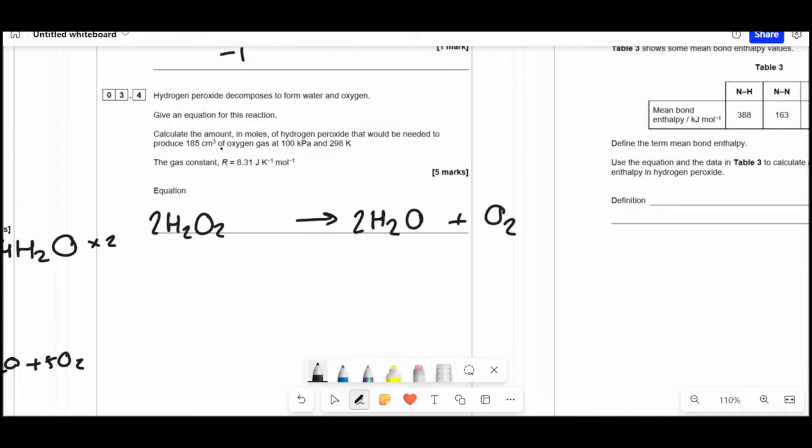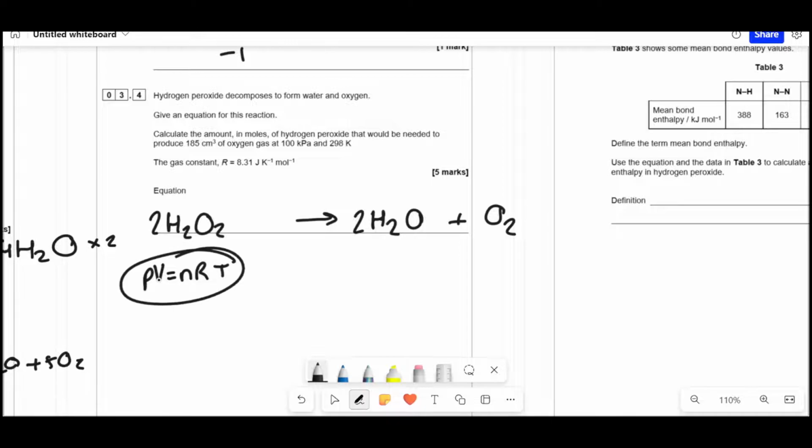Next, it says calculate the amount in moles of the hydrogen peroxide that would be needed to produce this much volume of gas at this temperature and pressure. Right, cool. Because they've given us the gas constant as well, it gives it away. We're going to have to be using PV equals nRT, the ideal gas law. The problem I see is that people, first of all, don't rearrange it to what they want, and they also just don't know what they're talking about, and they're calculating all kinds of random stuff.